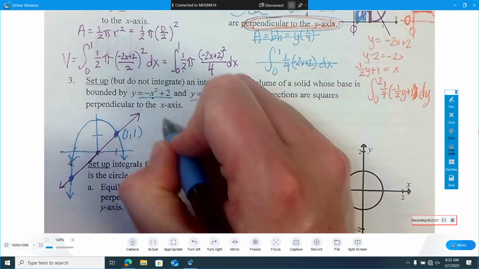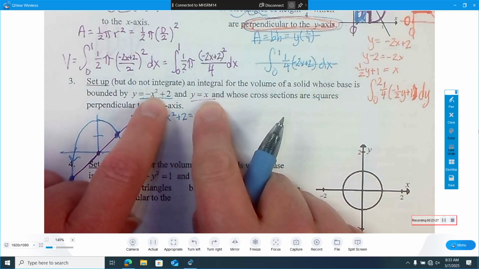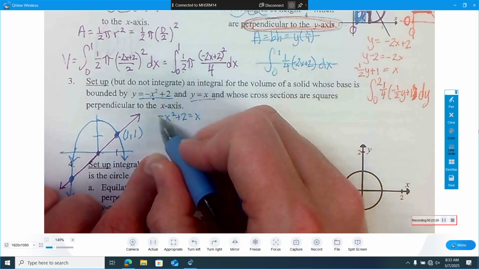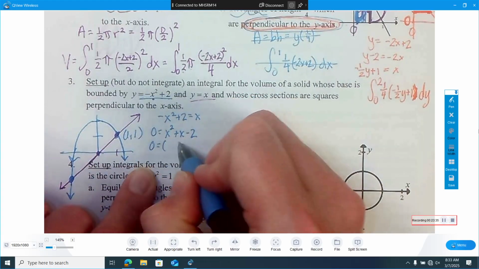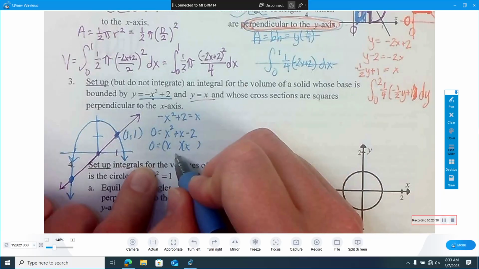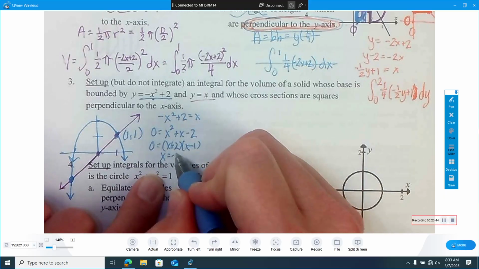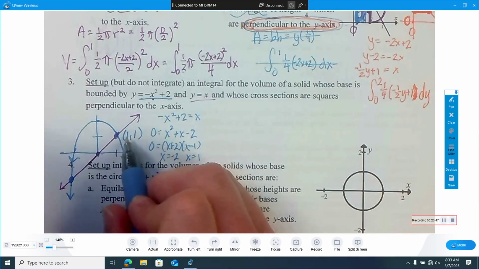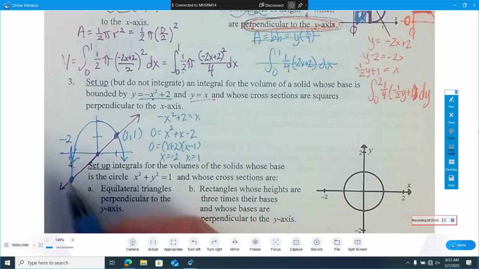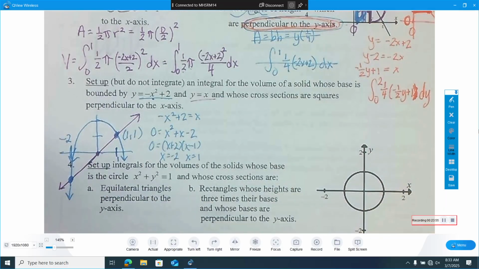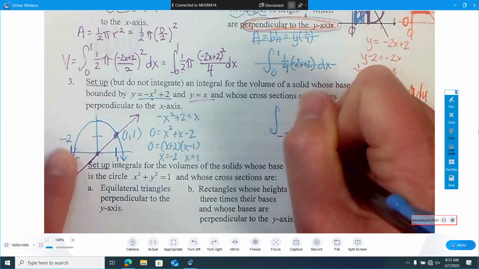So I'm going to go ahead and solve negative x squared plus 2 equals x. I'm just setting these two equal to each other, and then I'm going to move everything over. So I get x squared plus x minus 2. Positive 2 and a negative 1. Is that right? Yes. So I get x equals negative 2 and x equals positive 1. So there's the 1, and right here is negative 2 on the x-axis. I don't really care about the y value. I really just need the x's, those will give me my bounds. So I'm integrating from negative 2 to 1.